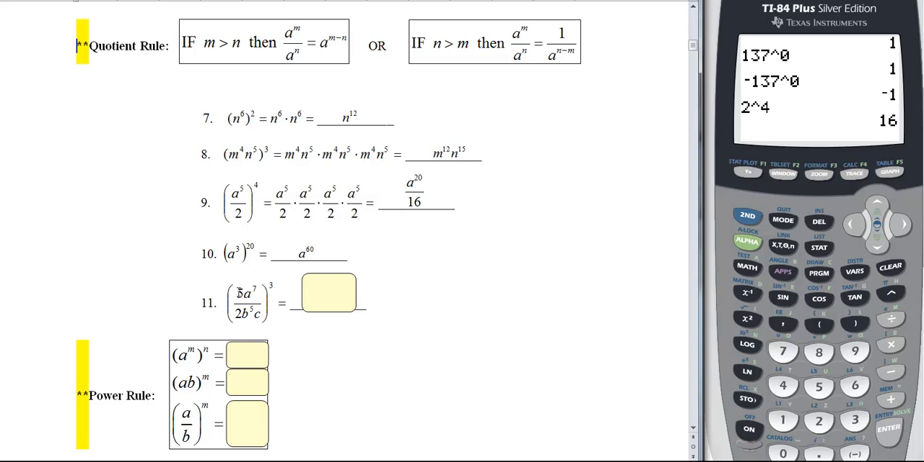So up top, I'm going to have 5 to the 3rd, a to the 21st. Now, wait, before I do that, 5 to the 3rd, 125. So in the numerator, I should have 125, a to the 21st. The denominator, 2 to the third. Let's see, 2 to the third would be 8, b to the 15th, c to the third.